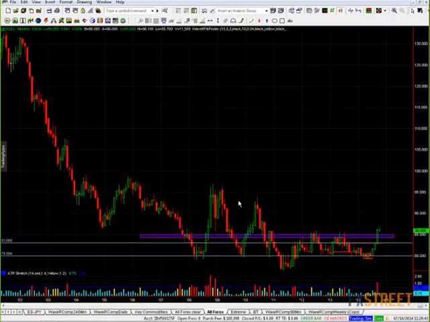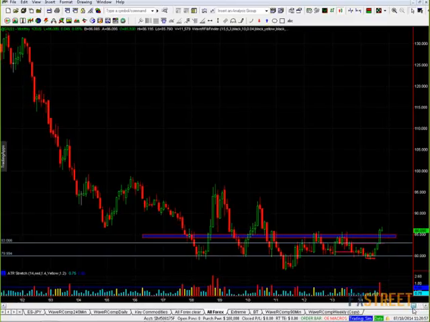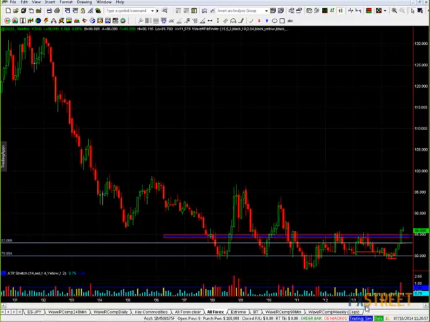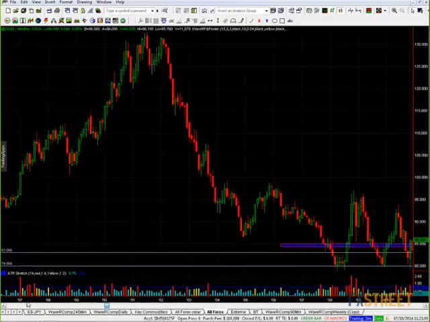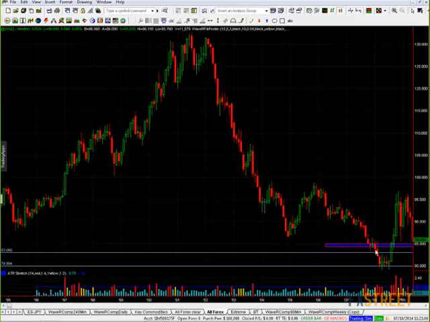Now, this is a long-term chart, running right the way back, as you can see. Let's run it back even further. There we go. We can take that right the way back to 95. Now, this is a trend which is moving on up and it's moving on down.